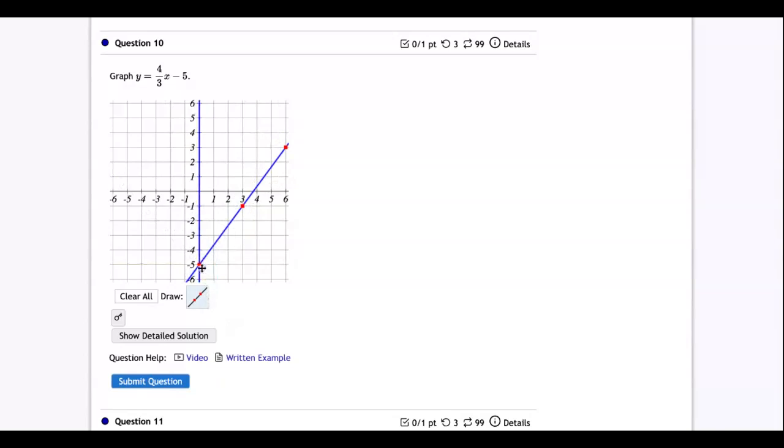Yeah, 0 is a good number. If x is 0, then y is -5. You get this point. If x is 3, you get y equals -1, you get this point. If x is 6, you get this point.